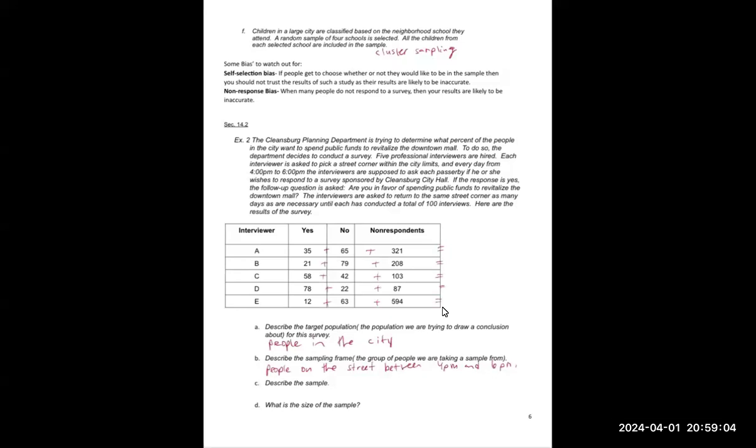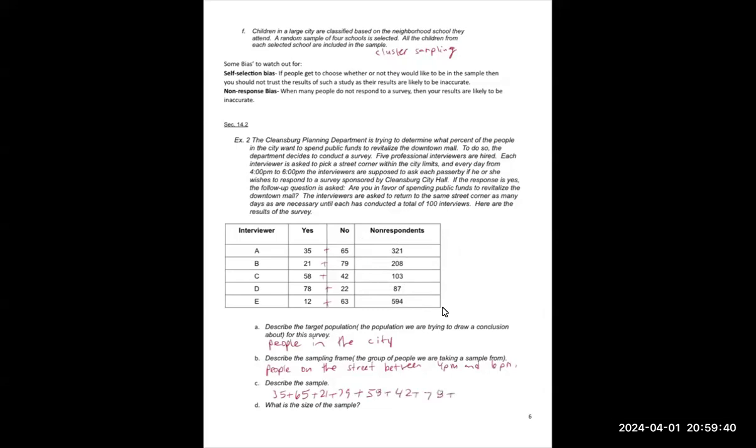So actually, the people in this sample are the ones that said yes and no. So I wouldn't add the non-respondents. We're not going to say that they were part of the sample. We're just going to add the 35 plus 65 plus 21 plus 79 plus 58 plus 42 plus 78 plus 22.